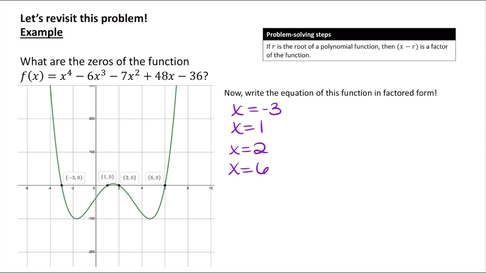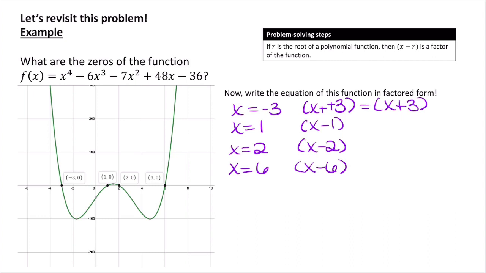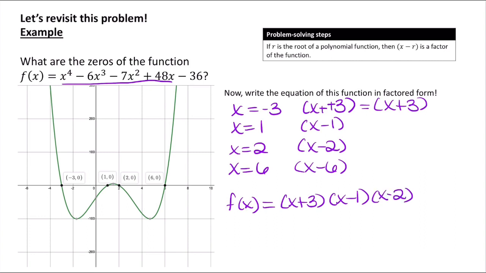What I'm going to do is write x minus r for each of these roots. So x minus -3. Remember that x minus a negative, we turn into a plus, so that's x plus 3. My second factor is x minus 1, and then I have x minus 2 and x minus 6. Now this polynomial that I have in standard form, I can write in factored form as f of x equals x plus 3 times x minus 1 times x minus 2 times x minus 6. That's how you use the roots to write it in factored form.